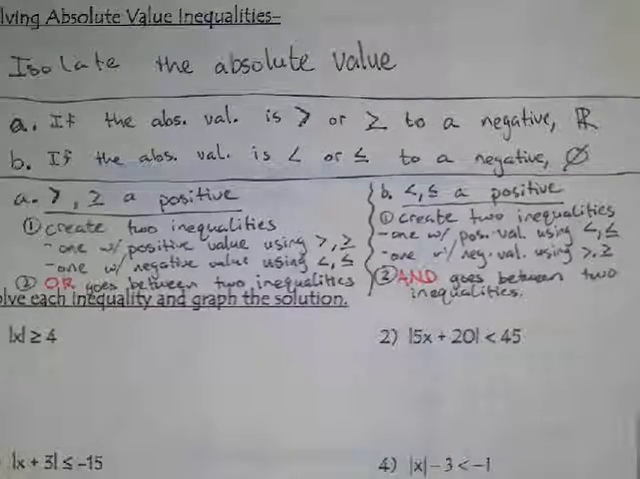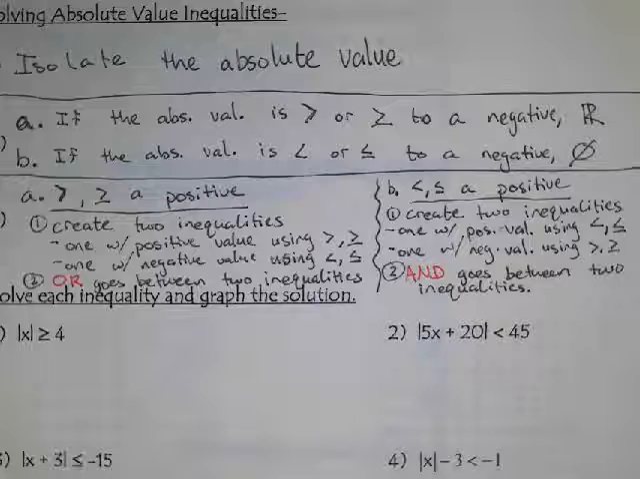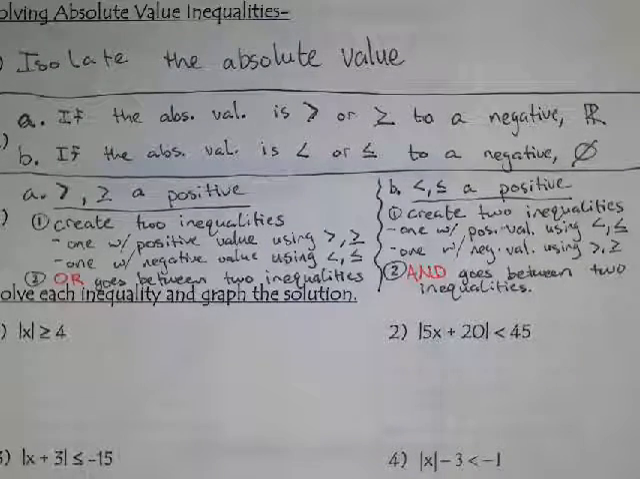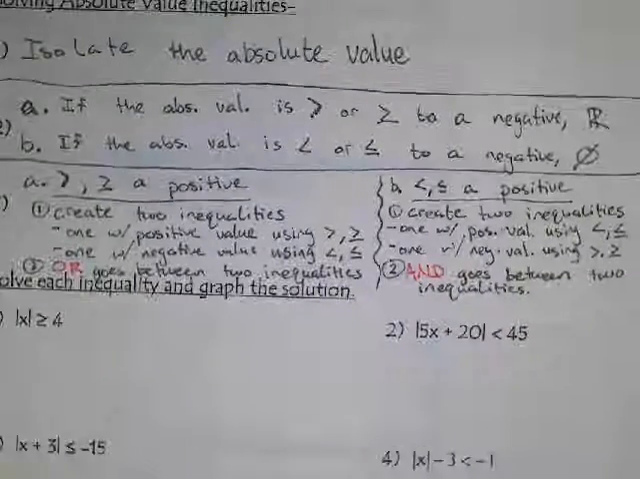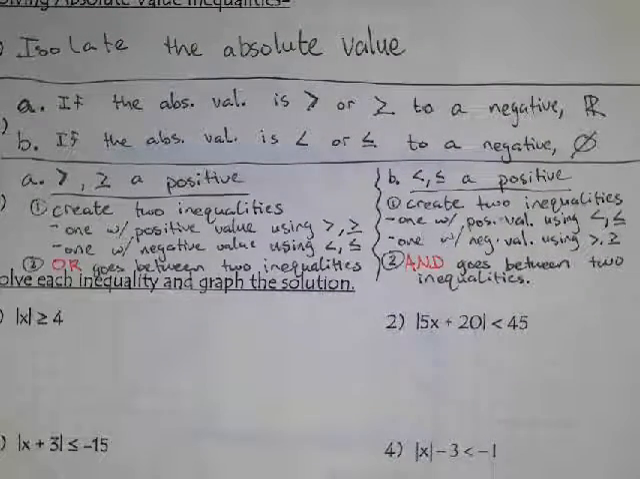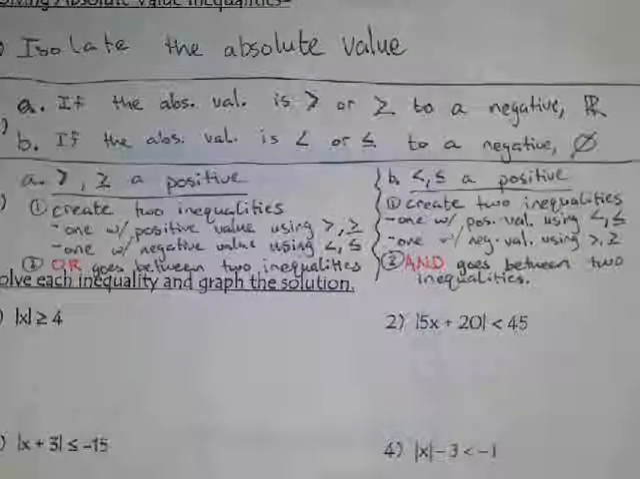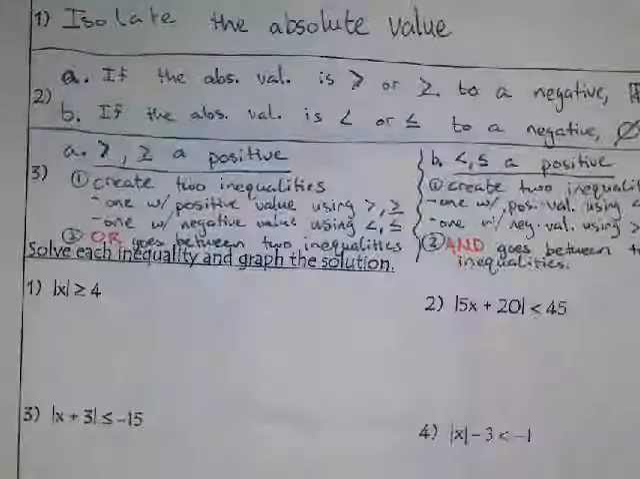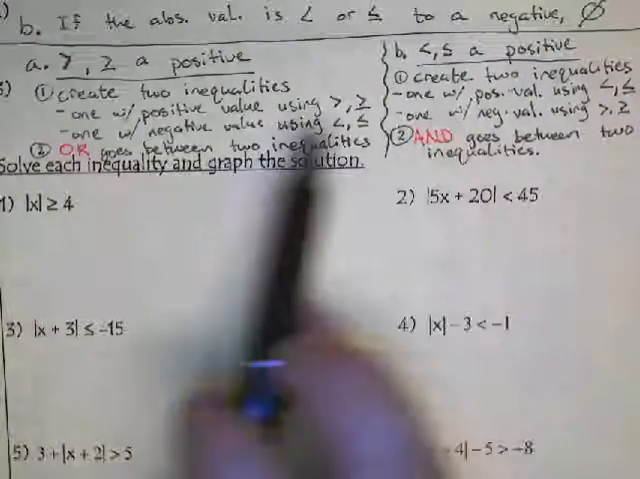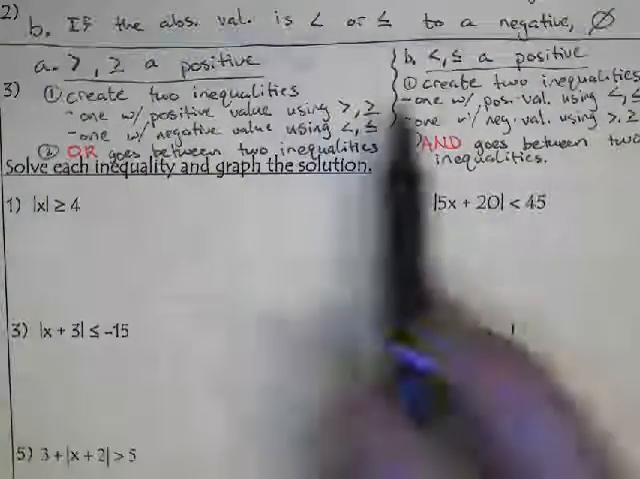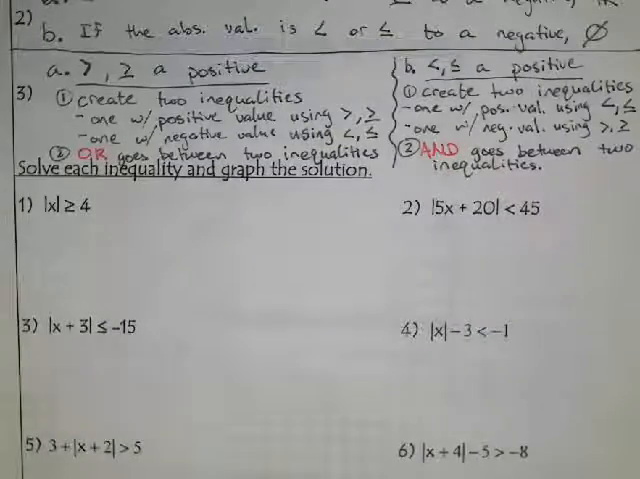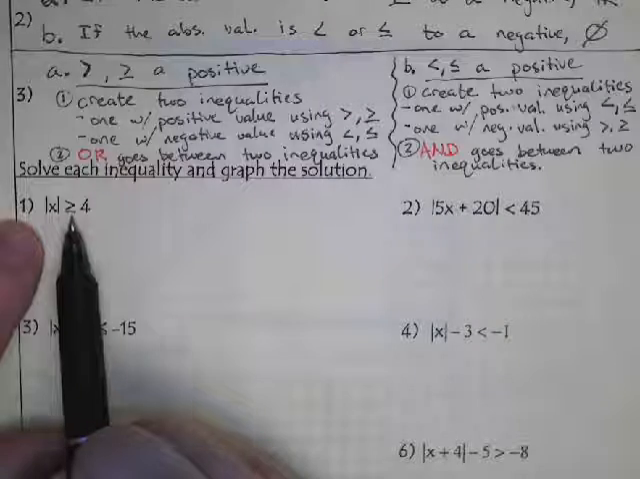So there's a lot of moving parts, a lot of situations to be mindful of, but it'll make more sense, I think, once we look at some examples. Okay, so let's dive in, and we'll do some straightforward examples to begin with, number 1 and number 2. And we're just going to follow either 3A or 3B. For number 1, we have the absolute value of x is greater than or equal to 4.